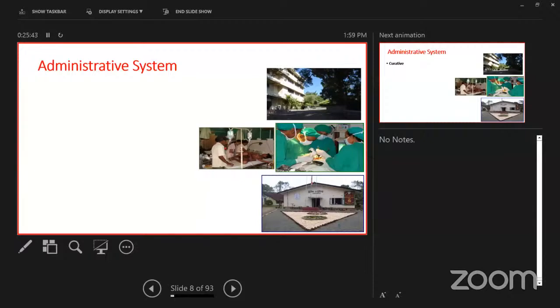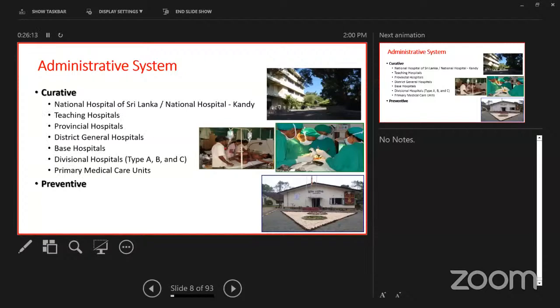So the administrative system, I told you, is a collection of institutions, people and activities. There are two main arms in the Sri Lankan administrative system, two categories of institutions, working people and activities, called curative and preventive. So curative activities and preventive activities. That is how the administrative system is divided in the Sri Lankan health system. So these are the categories of curative institutions in Sri Lanka.